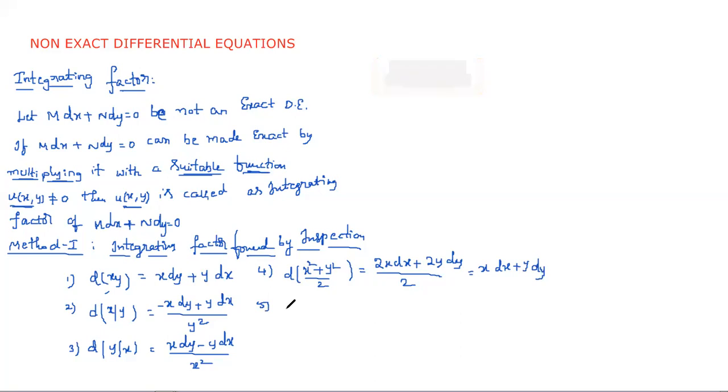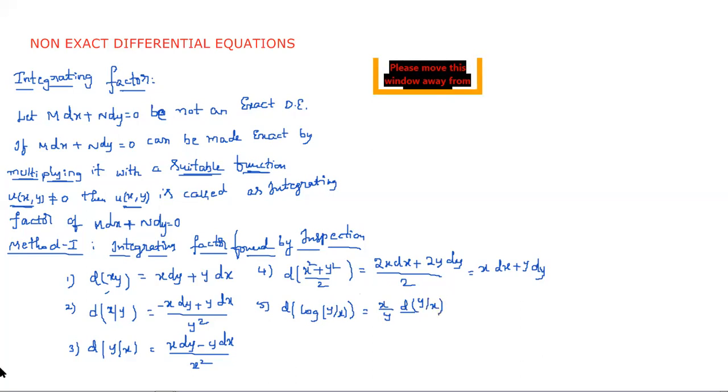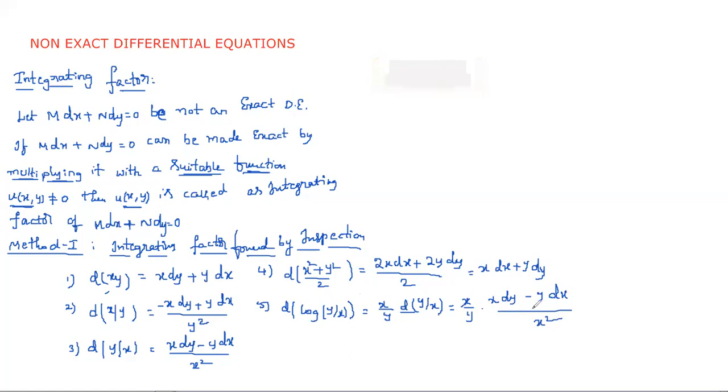Next, derivative of log of y by x. First we apply the derivative of log, which gives x by y into the derivative of y by x. Already we have the formula: (x dy minus y dx) by x square. Here one x cancels, and we get (x dy minus y dx) by xy. So this is the formula.